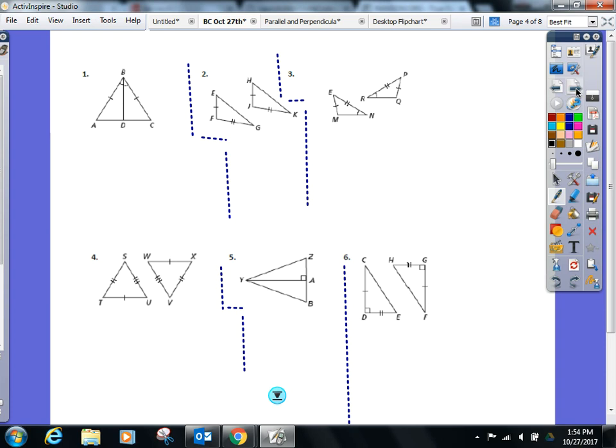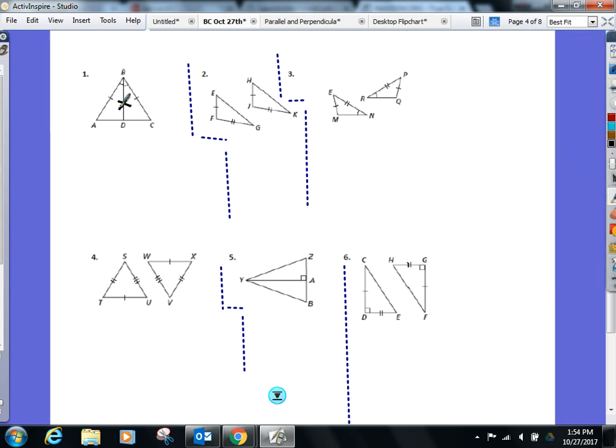Jeff? BD is a shared side between both triangles. That's the reflexive side we referred to yesterday. All right? Yes, that is. You can always mark a reflexive side by yourself, and you can always mark vertical angles by yourself, because in here, they're not going to be marked for you. So now let's take a look at what I have. I have how many pairs of sides? 2, and how many pairs of angles? 1. So it possibly could be side, angle, side.